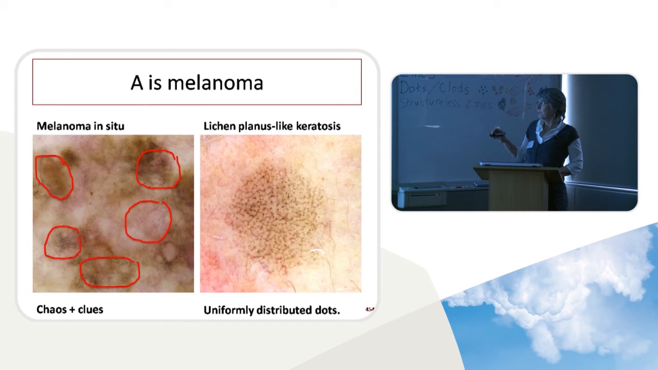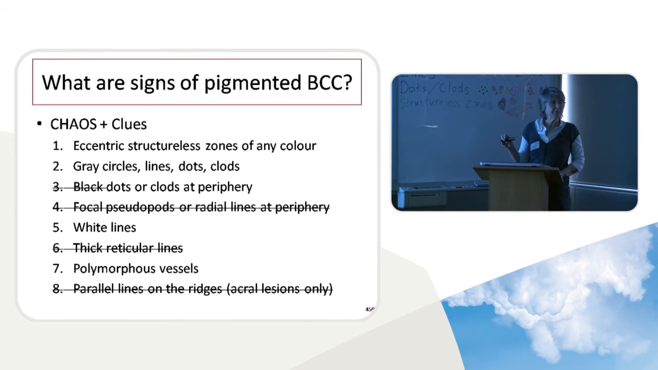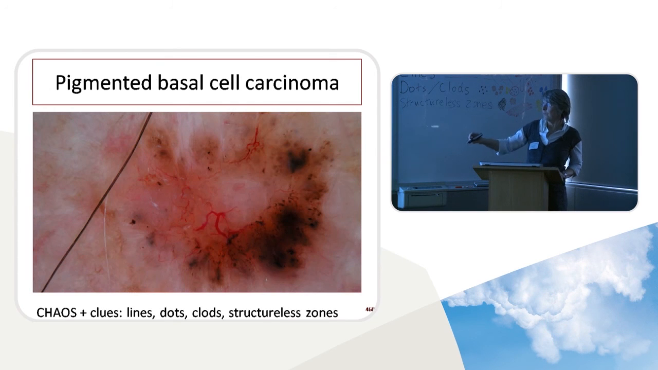Dermatofibroma we've talked about. Ink spot lentigo you should be familiar with. BCCs. So the chaos and clue rules for BCCs that are pigmented are the same. Chaos, irregular colour and structure. Eccentric structural zones, grey colours. Dots and clods at the periphery, but they're not black this time. And white lines and polymorphous vessels.